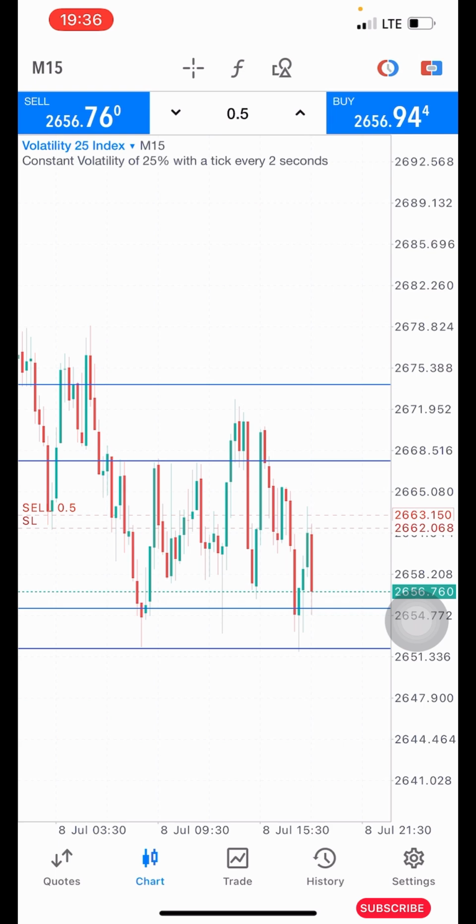Okay, but make sure your loss is not as much as your profit. Okay, minimize your loss and maximize your profit. That's how you just do it. Okay, there's no strategy that is 100% there.